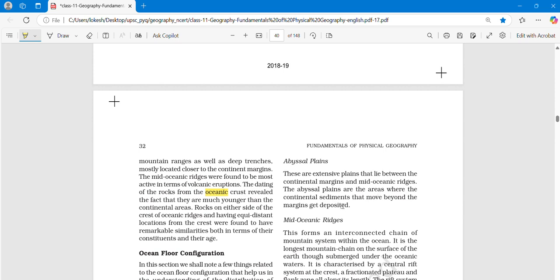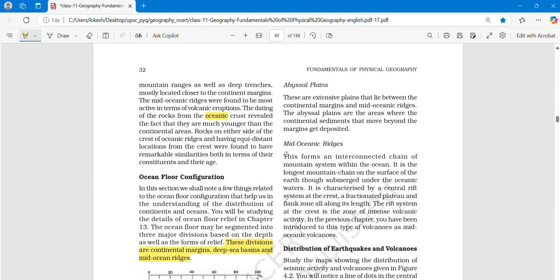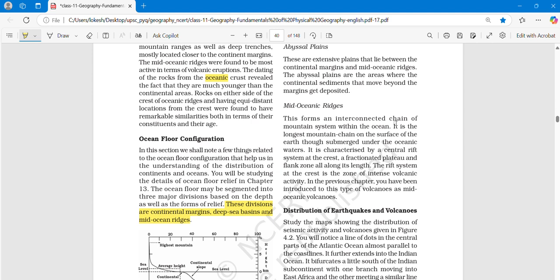Abyssal plains are extensive plains that lie between the continental margins and the mid-ocean ridges. These are the areas where the continental sediments that move beyond the margins get deposited, so we get a flat area. Then there are mid-ocean ridges. This forms an interconnected mountain system, the largest mountain system on the surface of the Earth, though submerged under the ocean waters. It has a central rift system at the crest, a fractured plateau, and a flanking zone all along its sides. The rift system at the crest is a zone of intense volcanic activity.